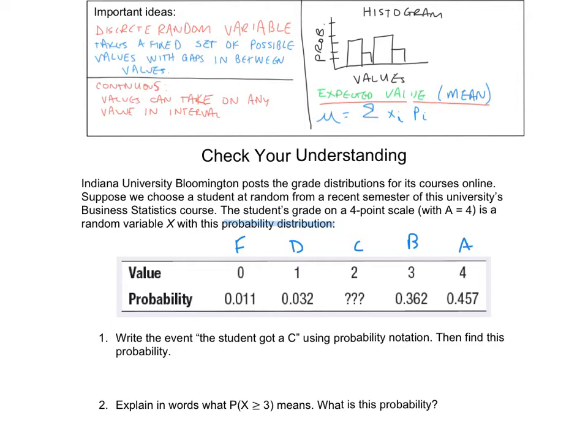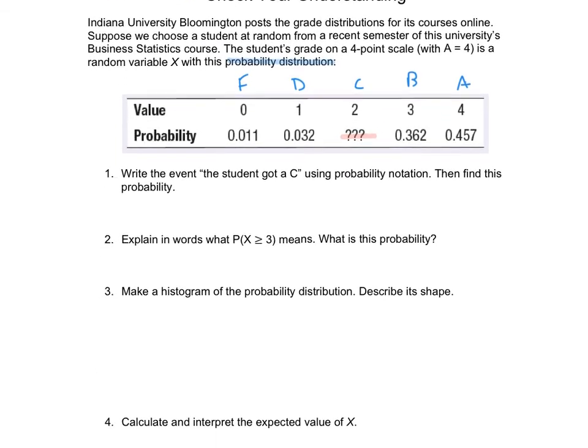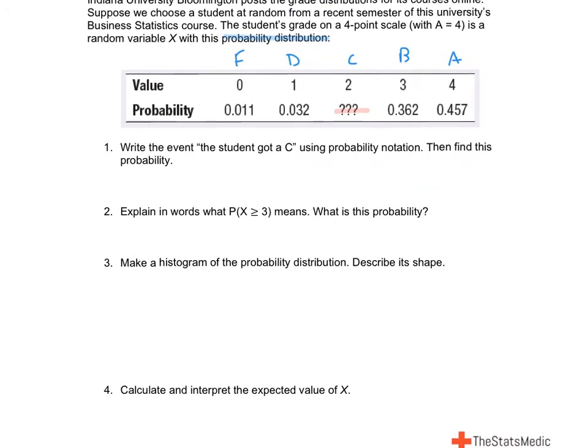Probabilities are given. Notice we are missing one of them, right? We're missing the probability for C, but let's answer these questions in order. Write the event the student got a C using probability notation, then find this probability. So what might that mean? So how do we find this?